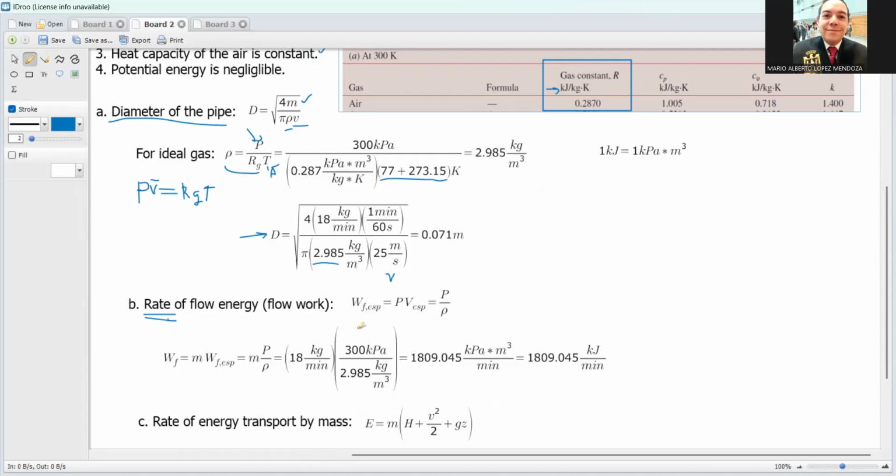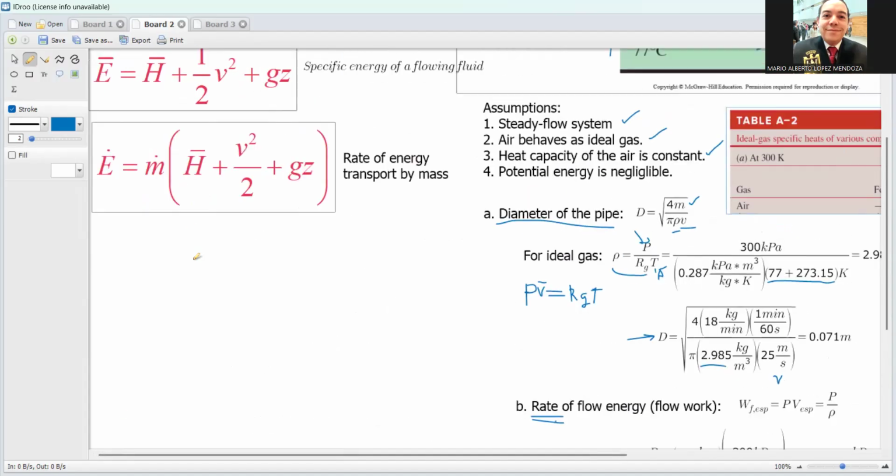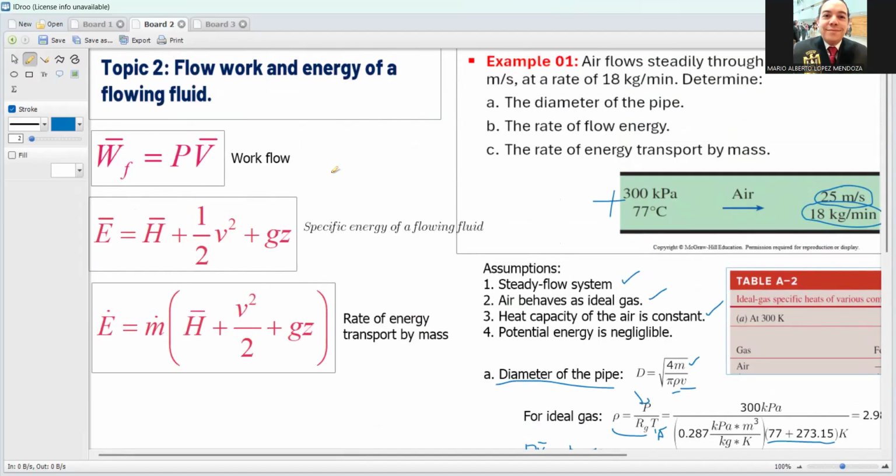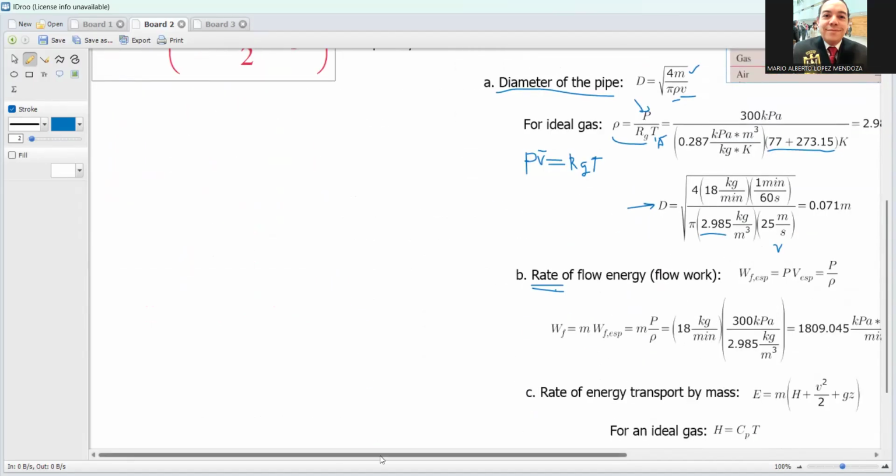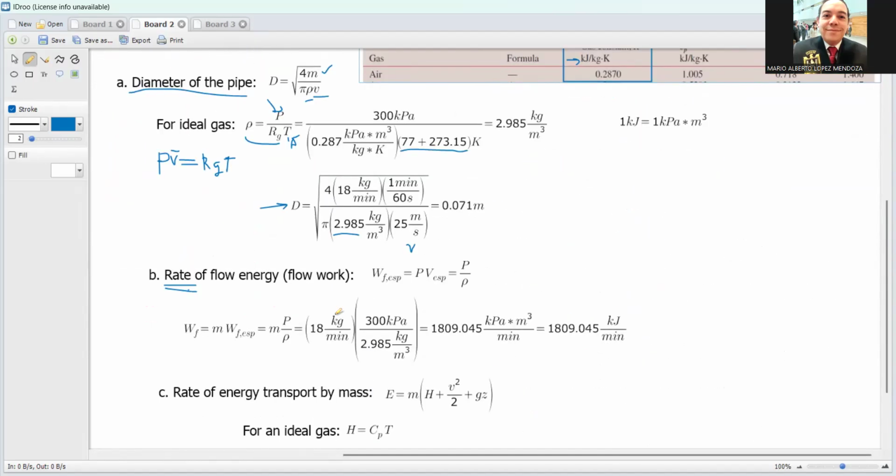So we have stated, let me show you, in this equation, the definition of the specific flow work. It means the flow work for a flowing fluid per mass unit. So this is not really a rate of flow energy. This is a specific quantity. It is the product of the pressure and the specific volume. So in this case, we can write this equation in terms of pressure and density. Remember that specific volume is the reciprocal of density.